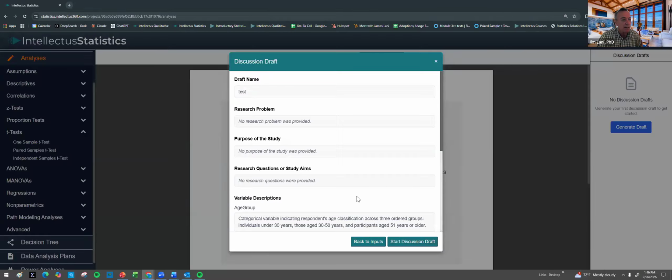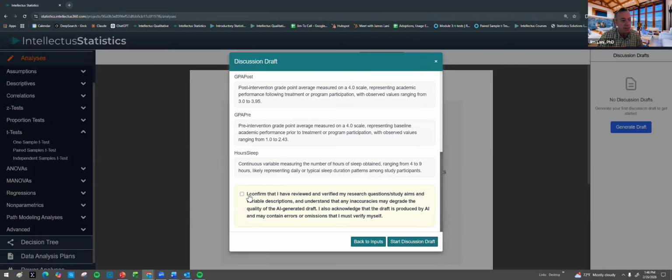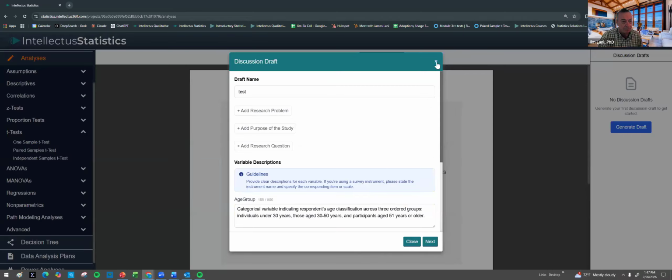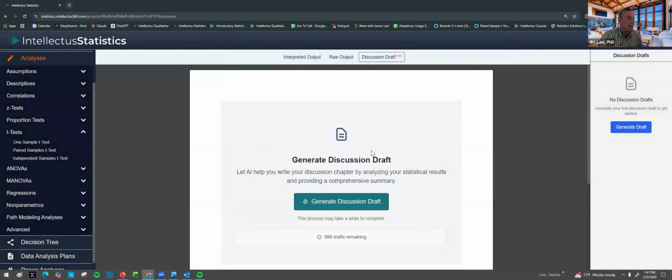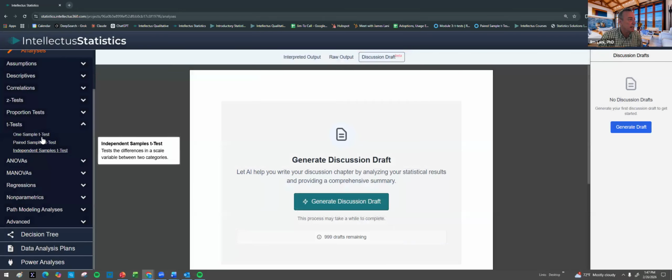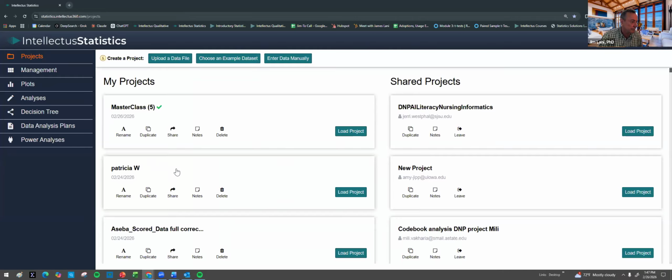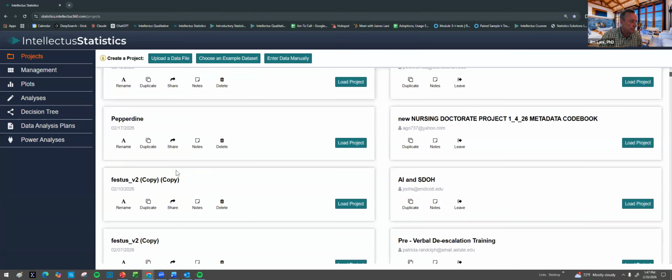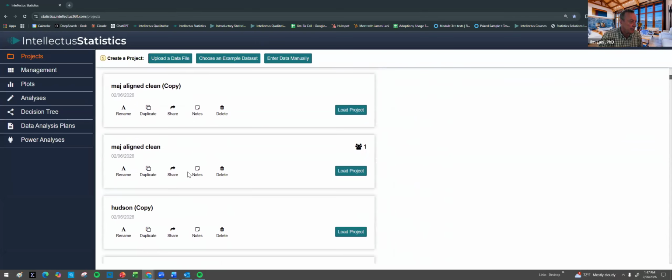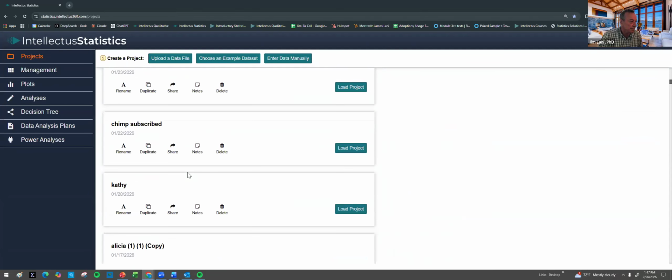Okay, and then once you do that, you have to confirm that you verified the study aims, that inaccuracies can happen, and so forth. And then you'll get a nice output from that. Probably have an example of that. Sorry, I should have put it up top.